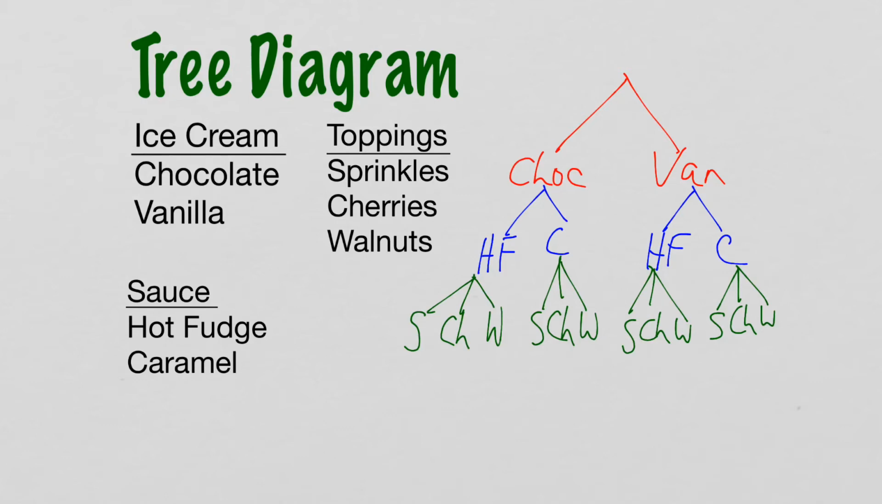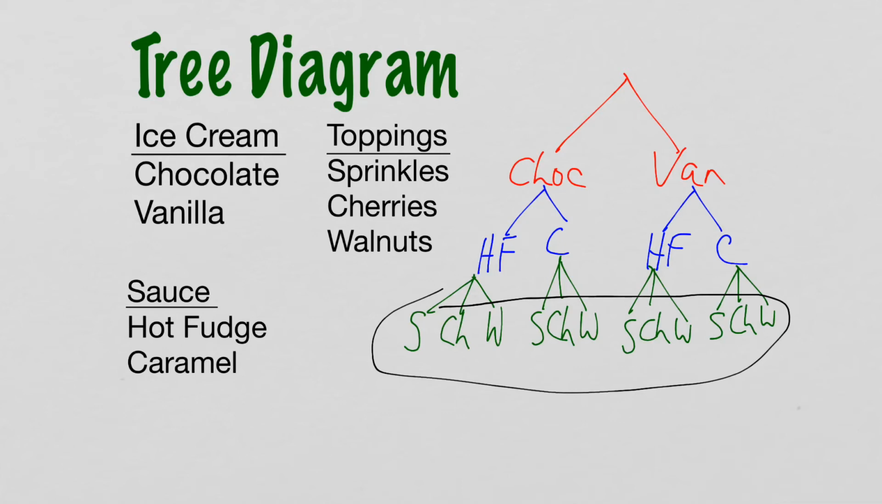Now whenever you finish a tree diagram, what you want to do is look at the bottom row right here. If you look and count these up, going across sprinkles, cherries, walnuts, sprinkles, cherries, walnuts, and counted them up, there would be 12. Remember we said you'd have 12 combinations. That last row will always show that total amount.